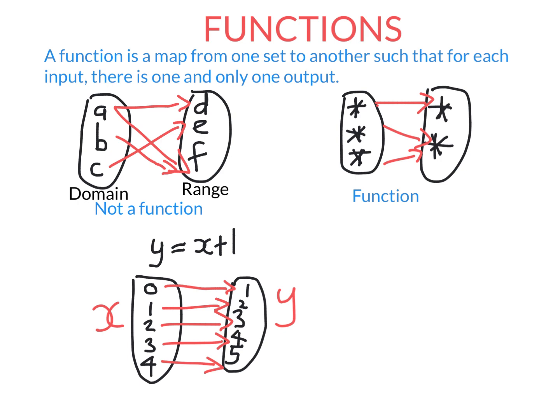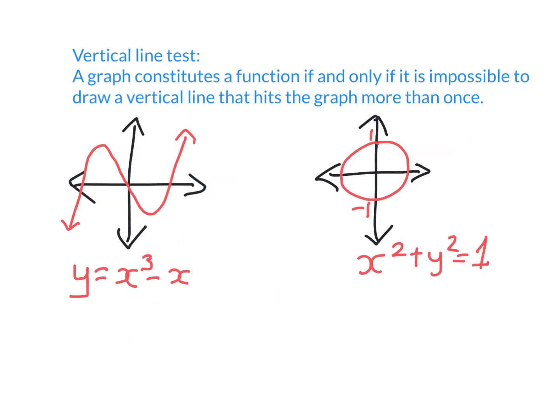So let's now look at the graphs of functions. Here I've provided two graphs. One is a cubic that we'll be doing a lot of work on, and one is the graph of a circle we'll be doing a lot of work on. You can just look at these two graphs straight away and determine whether or not they are functions. How do you do that? We use the vertical line test.